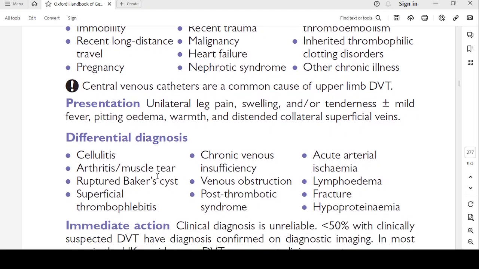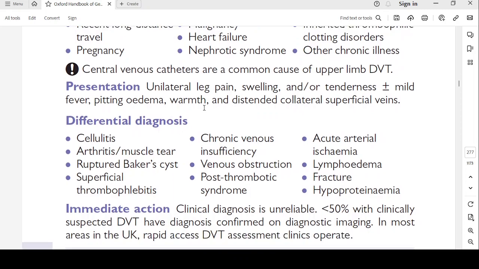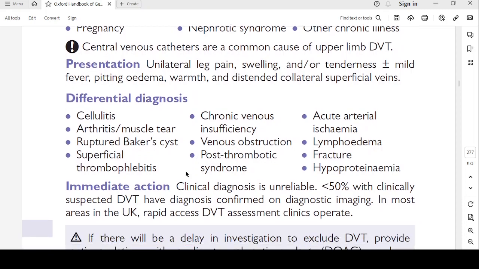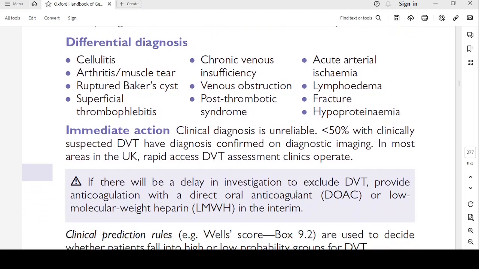Presentation: unilateral leg pain, swelling or tenderness, plus or minus fever, pitting edema, warmth, distended collateral superficial veins. Differential diagnosis is cellulitis, arthritis or muscle tear, ruptured Baker's cyst, superficial thrombophlebitis, chronic venous insufficiency, venous obstruction, post-thrombotic state, acute arterial ischemia, lymphedema, fracture, hypoproteinemia. Immediate action: clinical diagnosis is unreliable. Less than 50% of cases with clinically suspected DVT have the diagnosis confirmed on diagnostic imaging.